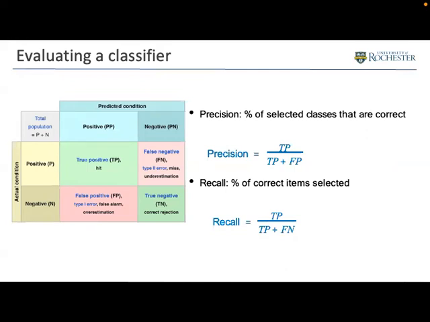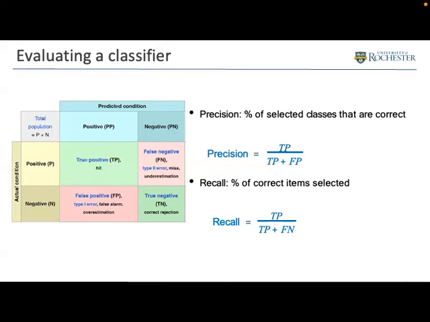This table represents the predicted conditions and also the actual conditions. The predicted condition is given by the model. The actual condition is the real ground truth value for the current document. The true positive is the overlap between the predicted positive and the actual positive. This one is false negative, which is the overlap between the predicted negative and the actual positive. This is false positive. This is true negative.